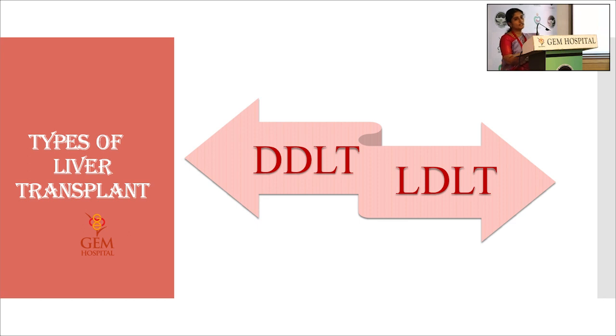Then there are two types of liver transplant surgeries. The first one is DDLT, that is deceased donor liver transplant, and the second one is LDLT, that is live donor liver transplant. In deceased donor liver transplant, we take a part of the liver from a person who has had brain death, and that part of the liver is given to a recipient. In live donor liver transplant surgery, most of the time the patient's relative will be the donor, and a part of the liver will be given to the recipient.